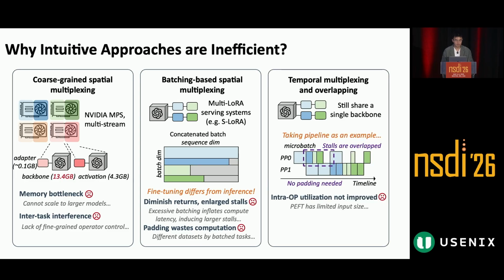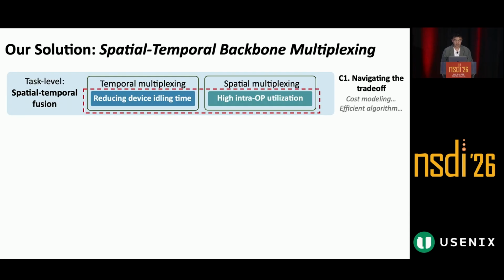The third intuition is to keep sharing a single backbone across tasks while scheduling their computation to overlap the device stalls. This approach doesn't need inter-task padding to align task data. However, it overlooks improving operator-level utilization as mentioned earlier, so merely using it is not a perfect solution. Based on these observations, we wish to take advantage of both approaches. So we propose to multiplex the backbone in a spatial-temporal manner.